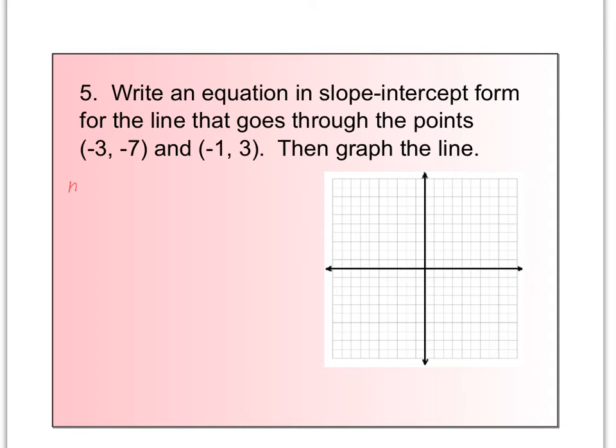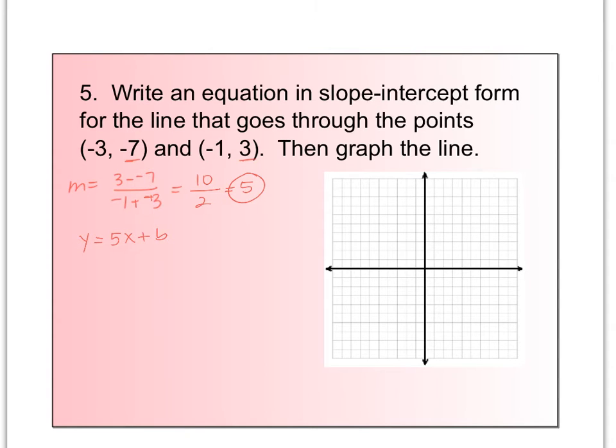All right, I'm going to start by finding the slope. So I'm going to do 3 minus -7 over -1 minus -3. y2 minus y1 over x2 minus x1. I end up with 10 over 2, I believe. Slope is 5. So I know it's going to be y equals 5x plus b.